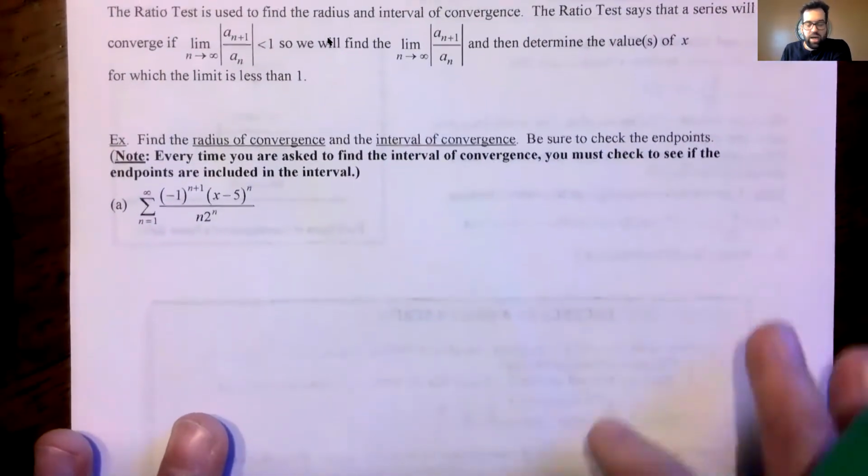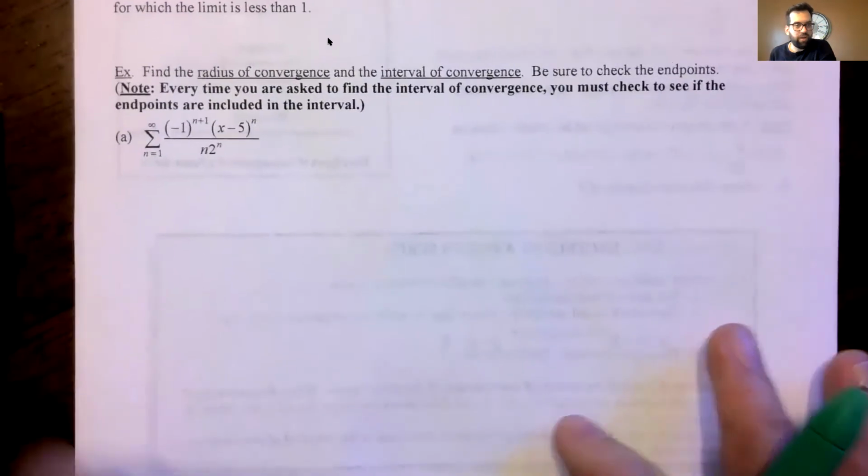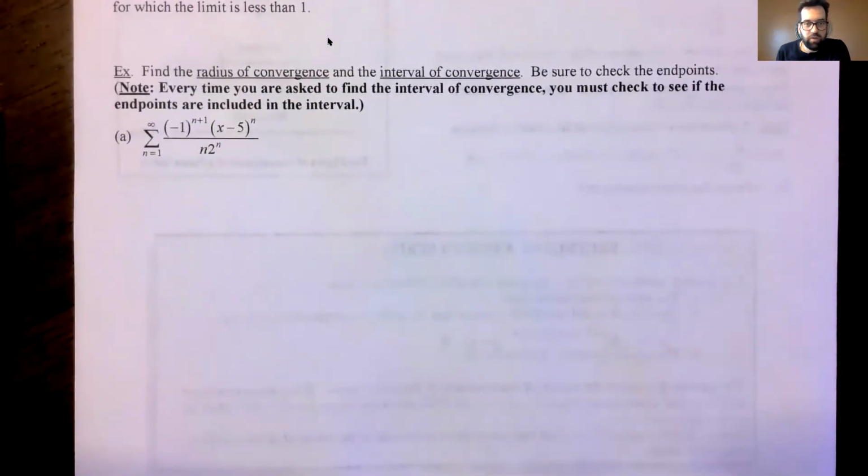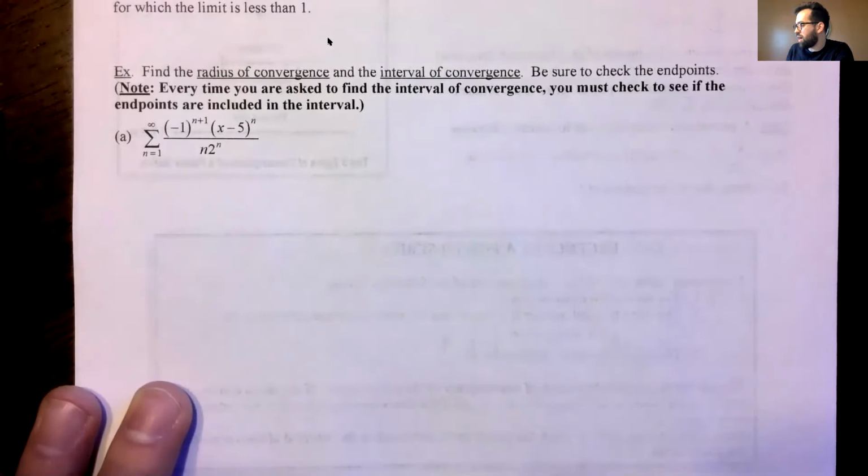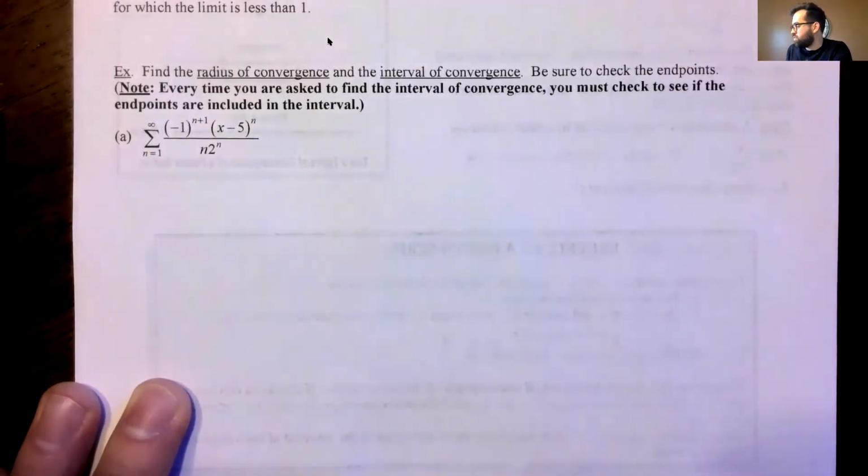And so let's try this. Find the radius of convergence and the interval of convergence. Be sure to check the endpoints. Note, every time you are asked to find the interval, you must check to see if the endpoints are included in the interval. So that's something we're going to have to do every single time. But let's just start by running the ratio test, right? So that's what we're going to try to do here.